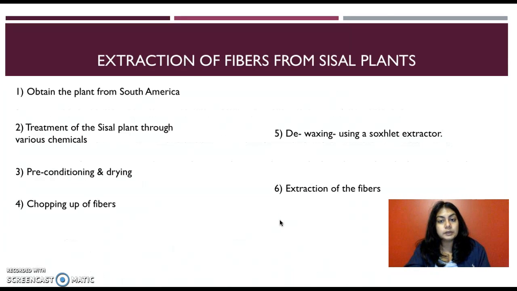The extraction of cellulose fiber from sisal plants occurs in 6 main steps. 1. Obtain the plant from South America. 2. Treatment of the sisal plant through various chemicals. 3. Preconditioning of the fiber and the drying of it. 4. Chopping up of fibers. 5. Dewaxing. And 6. Extraction of the fiber.